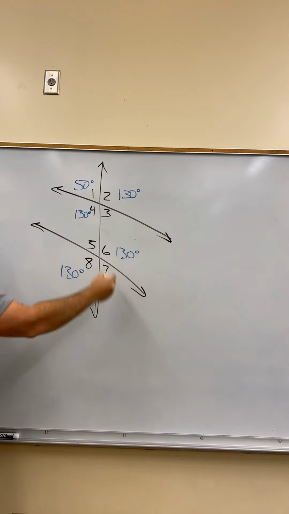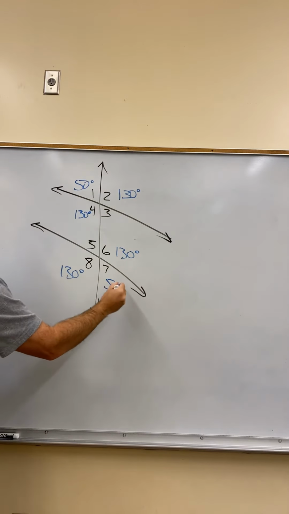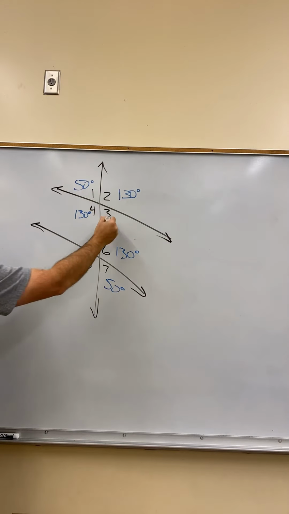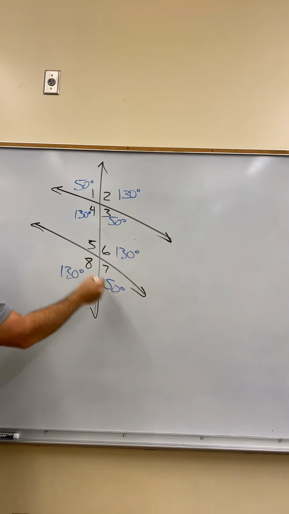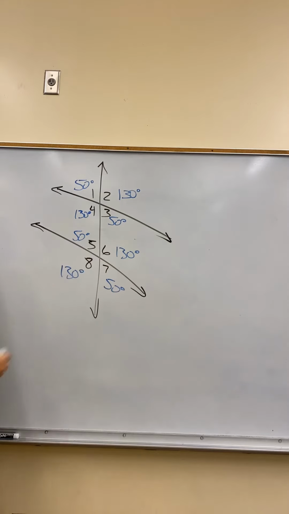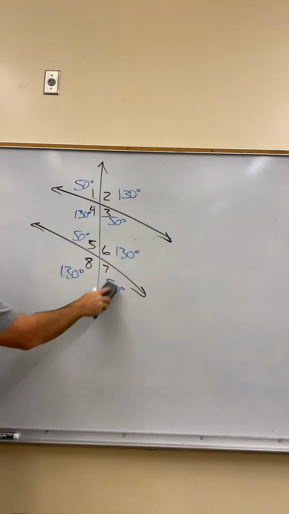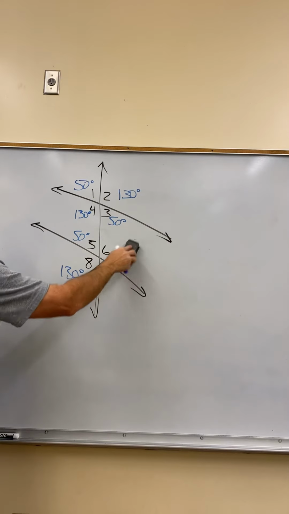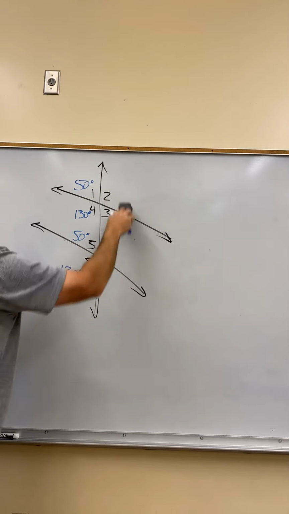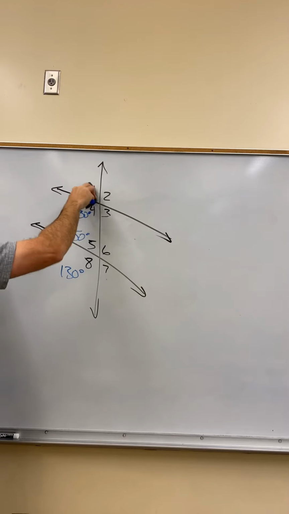Alternate exterior makes this one 50. Vertical makes this one 50. Vertical makes that one 50. So now you've solved for all of your angles. Now what about if they give you a picture like this?